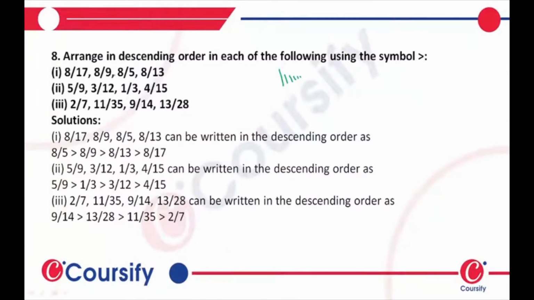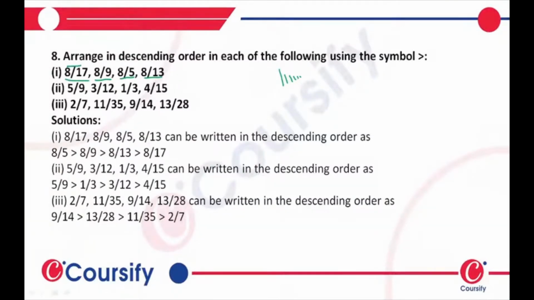In the first question all of the elements have similar numerators. So since the numerators are similar, the denominators have to be looked upon. When it is ascending order, the biggest denominator will be written first. But since it is descending order, the smallest denominator will be written first. So 8 by 5 comes first, then 8 by 9 comes second, then comes 8 by 13, and then only 8 by 17. Okay, because this is the smallest.